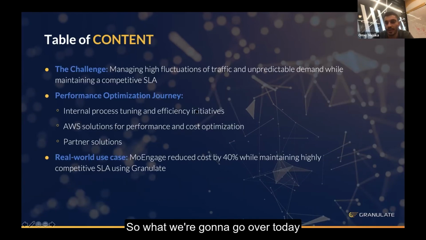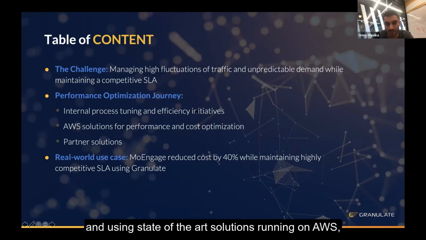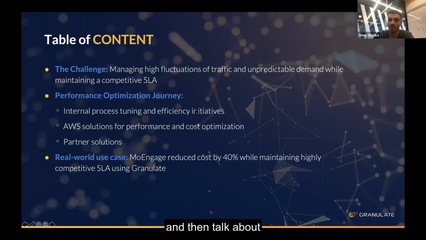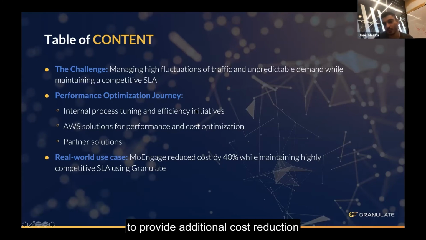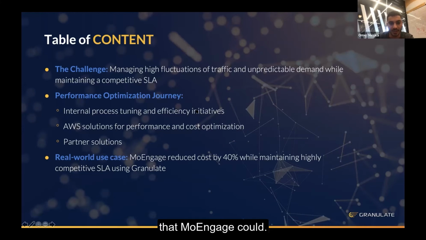So what we're going to go over today is Balaji's journey into reducing costs on AWS, and a bit about MoEngage, which is a very developed company in terms of saving costs and using state-of-the-art solutions running on AWS. Then we'll walk through what AWS offers its customers in terms of performance improvement and cost reduction, and then talk about our mutual venture with Granulate and MoEngage to provide additional cost reduction and improve performance after using or exhausting all the resources that MoEngage could.